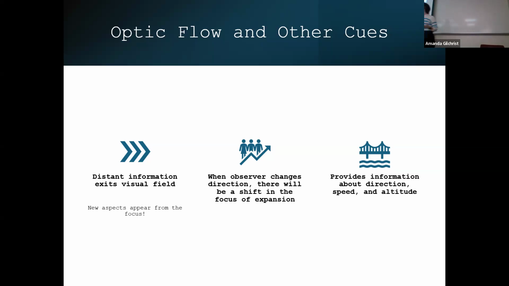And then finally, the focus of expansion provides you a few different things. First of all, it very obviously tells you about the direction in which you're moving. The rate at which things radiate out of the focus will tell you how fast you're going. And remember that because we're talking about a theory that was originally tested on airplane pilots, we also are going to get information about altitude.